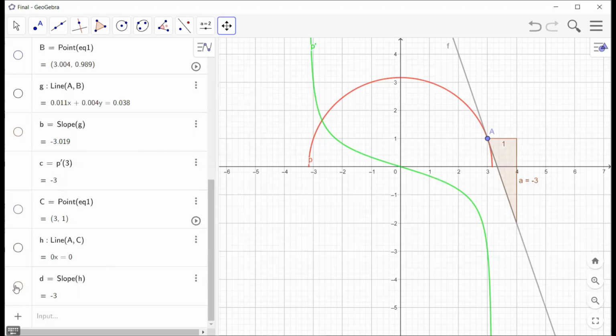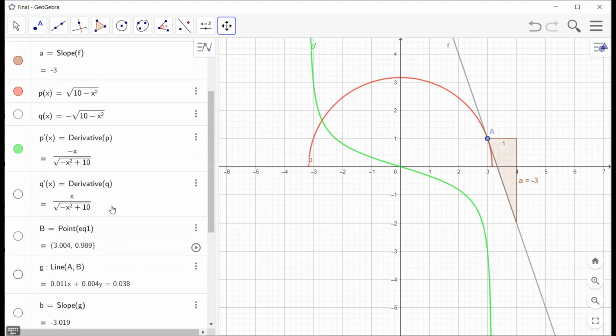We can also ask GeoGebra to calculate it. In this case also, c equal p prime of 3, it can substitute and calculate it for us. It's -3. So by using the first derivative and substituting 3, we will get the same answer. If we look at the graph of p prime, it will be amazing to get the same answer also.